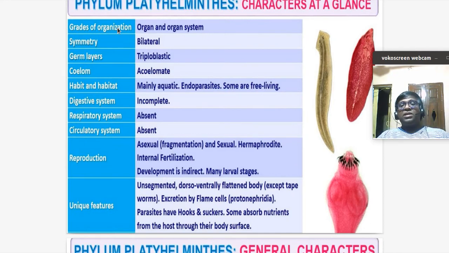Excretion in case of these platyhelminthes or flatworms is by flame cells. Flame cells are also called protonephridia. They might ask you during examination for 1 mark, what are flame cells or what are protonephridia? Then you have to write: flame cells or protonephridia are found in flatworms or platyhelminthes. Their main function is excretory. They remove the nitrogenous waste. That is how you have to write the answer.